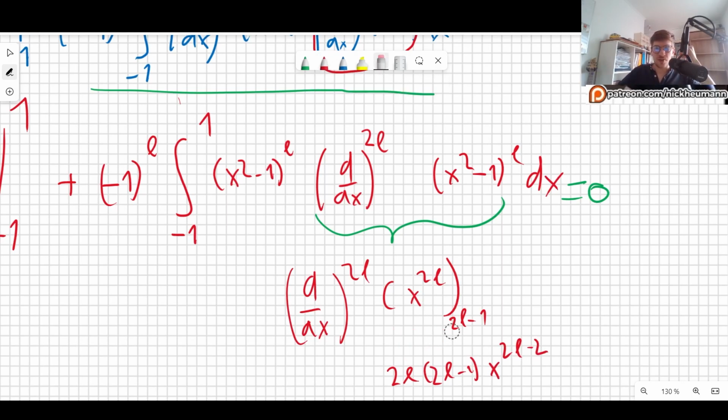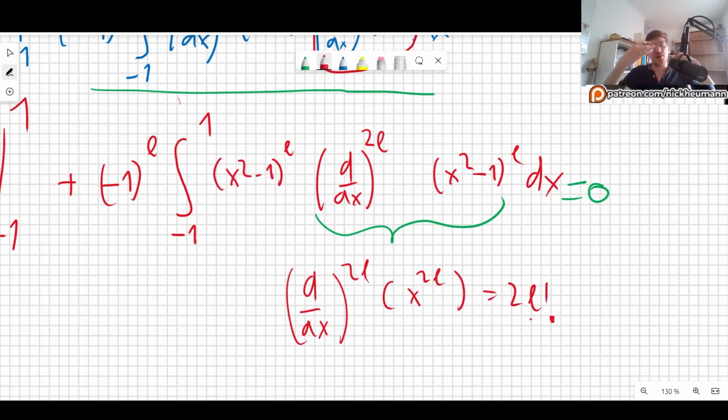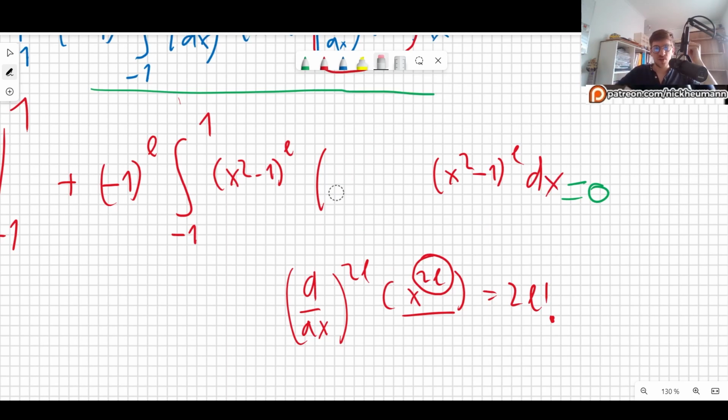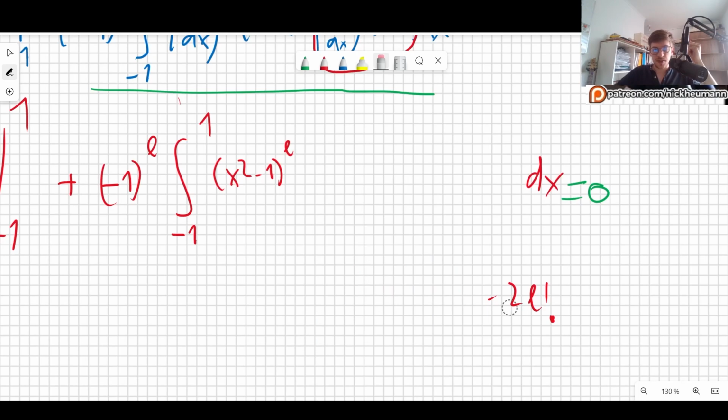Which means that this derivative will simply be 2L factorial, because every other polynomial than the one with x to the 2L power will be 0, and this one, if you derive it 2L times, then you just get 2L factorial, because every time the exponent comes down and multiplies. So this entire thing right there is simply 2L factorial.